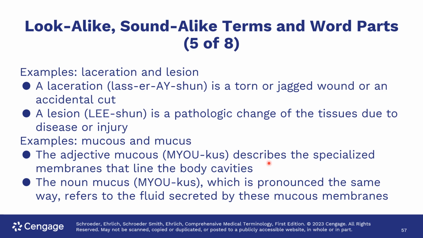Mucous, which is the adjective with the extra O in there, describes the membranes that line the body cavity, like mucous membranes, okay? The noun mucus is boogers. And those are the things that are secreted by the mucous membrane. So mucous membranes make mucus. If that's not confusing, I don't know what is, but mucus or boogers.